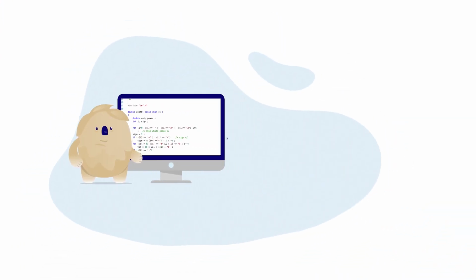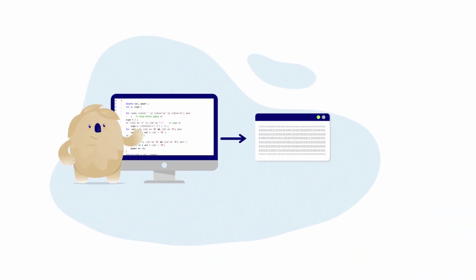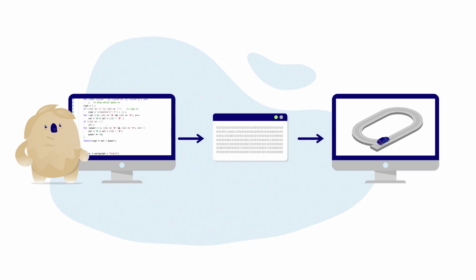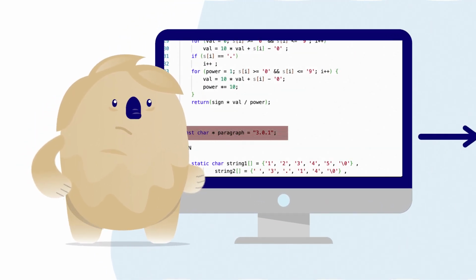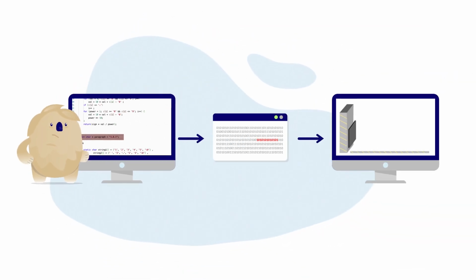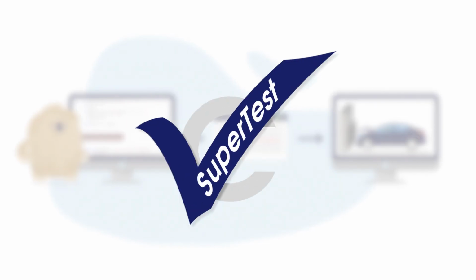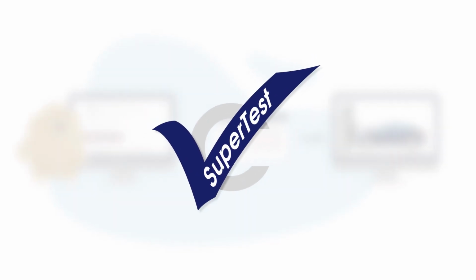A compiler is a software program that translates developer source code into machine code that can be understood by a computer. The application will be executed incorrectly if the compiler misinterprets the source code. This will result in unexpected behavior and possible crashes. We developed SuperTest to make sure this doesn't happen.